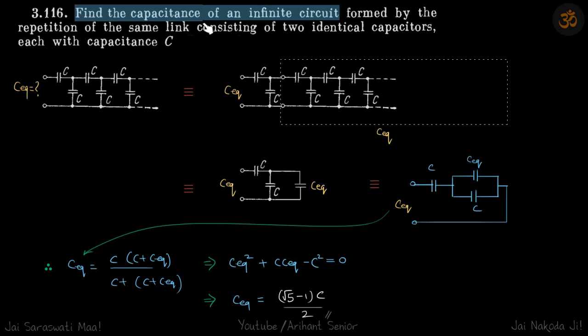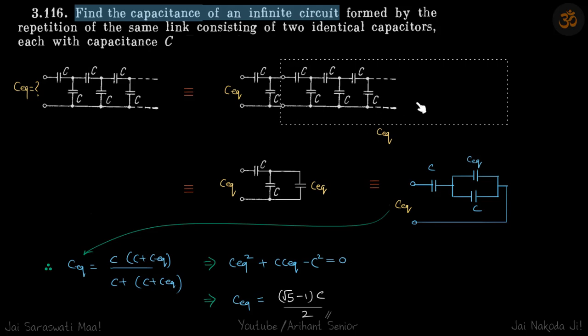We need to find the capacitance of this infinite circuit found by the repetition of the same kind of capacitor C in this form. So let's say the capacitance between these 2 points is, let's call it C equivalent, and that's what we need to find. Now if you just look at this part of the circuit, so I'm redrawing it like this.